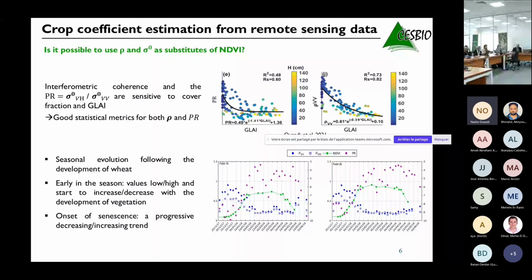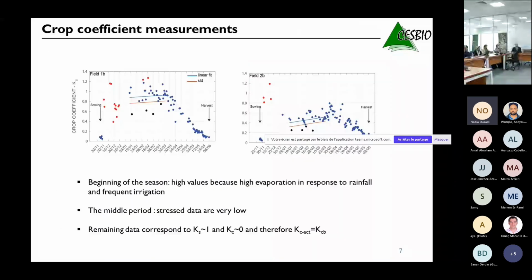In a first step, we computed the ratio of the measured evapotranspiration to the reference evapotranspiration, and the results obtained over field 1 and field 2 for the second season are presented here. We obtained the typical trapezoidal form of the crop coefficient, with very low values at the sowing date that jump thereafter to very high values. This is because of the high evaporation, and consequently high evaporation coefficient values, in response to rainfall and frequent irrigation at this time of the season.